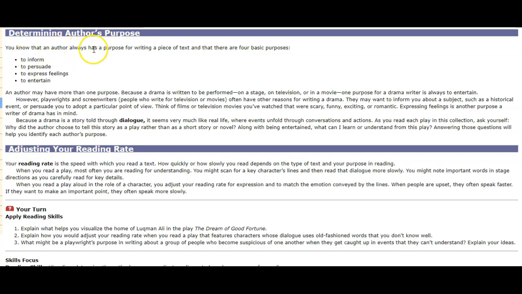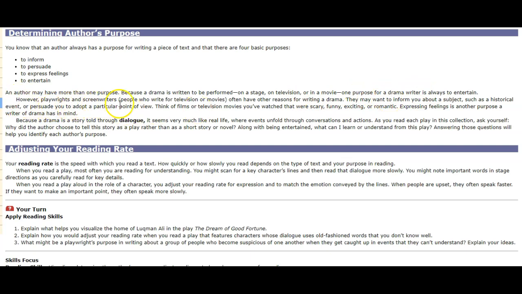Determining author's purpose. You know that an author always has a purpose for writing a piece of text, and there are 4 basic purposes: to inform, to persuade, to express feelings, to entertain. An author may have more than one purpose. Because a drama is written to be performed on a stage, on television, or in a movie, one purpose for a drama writer is always to entertain.